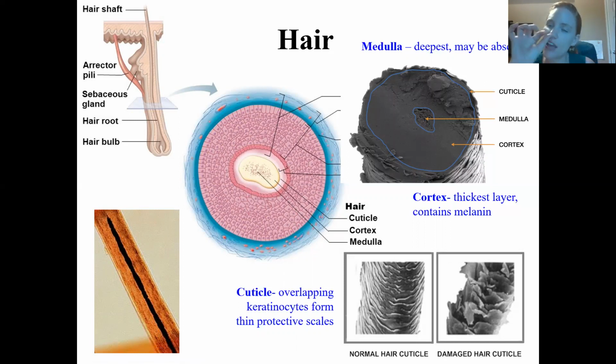And then you have a very, very thin scale-like protective covering layer around the outside. That's created by cells that form, again, like scales. And so if we see damage, you can see that the cells are peeling off of one another. Okay, so you have the medulla in the middle, the cortex, and then the cuticle on the outside. And then all of this structure here is actually showing you the follicle, which is not really part of the hair itself. It's the depression that surrounds the hair.